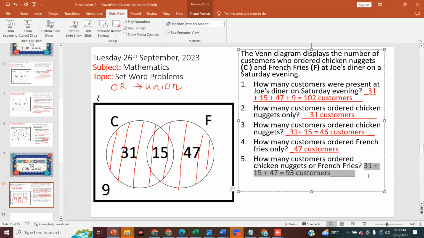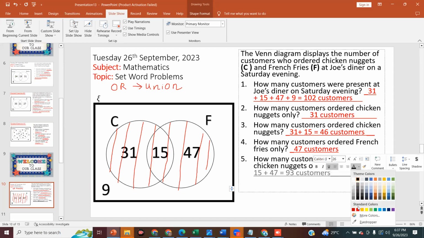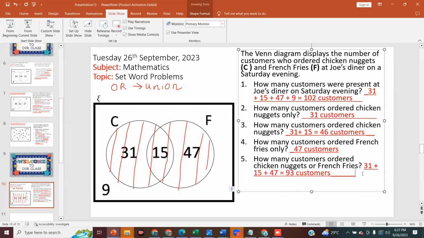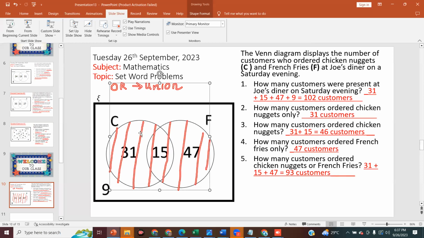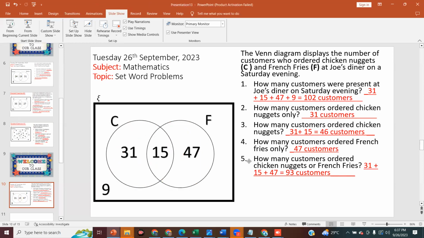So I did get it right. Yes, you did. I think you're the only one who got 93. So that's a plus. All right. Make a note of that. Or in mathematics, especially in set theory, it means union.